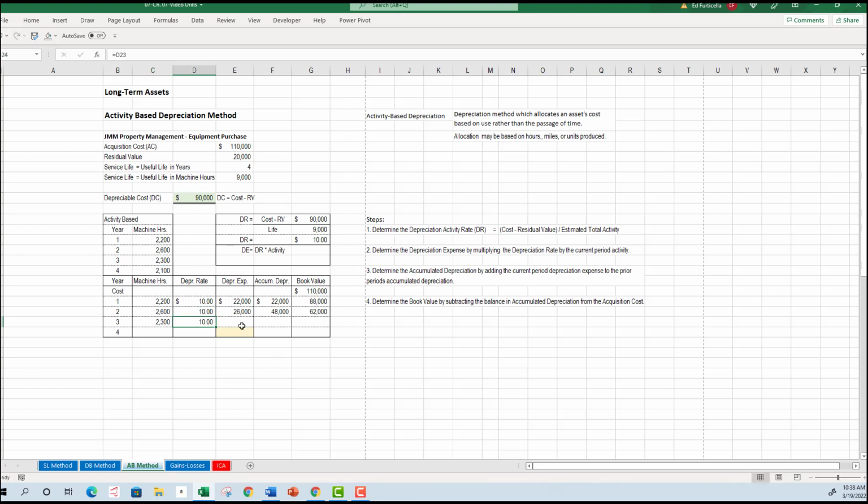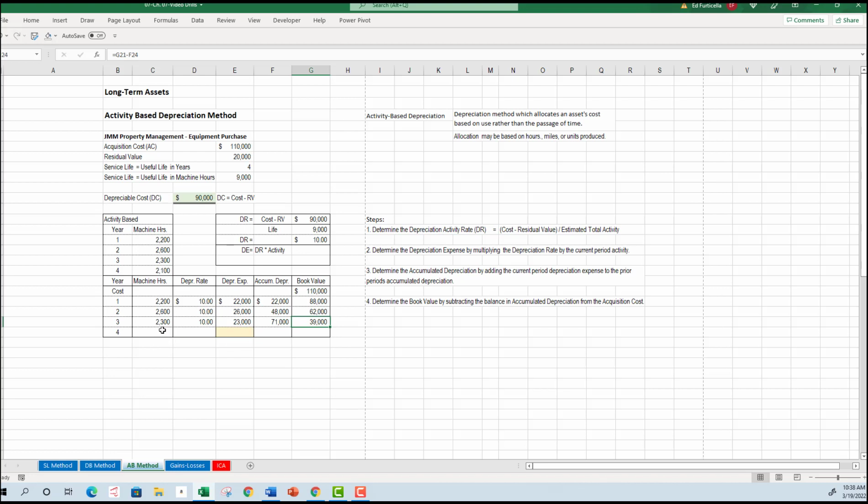$23,000. $23,000 depreciation expense for year 3. The accumulated depreciation will be the current year's depreciation plus the prior year balance in accumulated depreciation, or $23,000 plus $48,000 to give us $71,000. The book value for year 3 will be the acquisition cost minus the accumulated depreciation to date, or $110,000 minus $71,000 to give us a book value of $39,000.